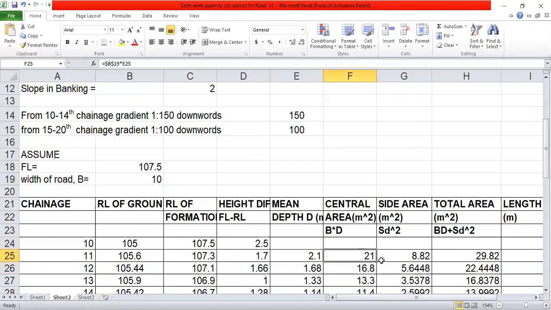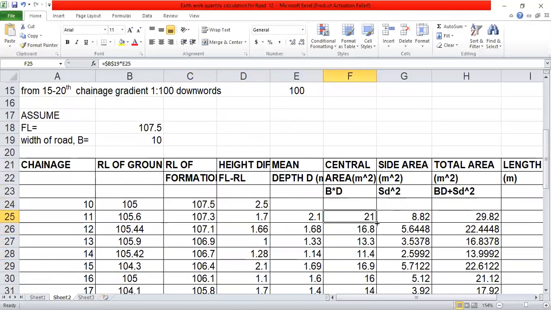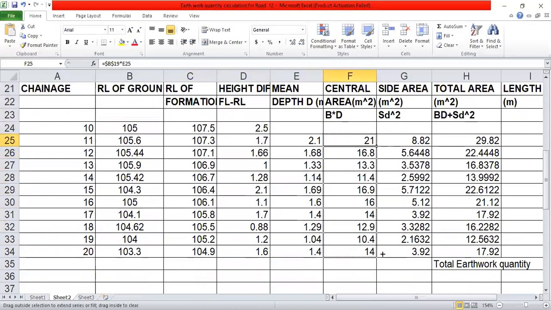Okay, and then next click on this one, and bring the cursor towards the right bottommost corner. When the plus sign appears, you just drag it downwards. Okay, you will get the central area.